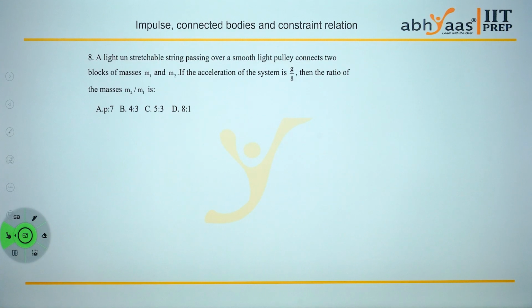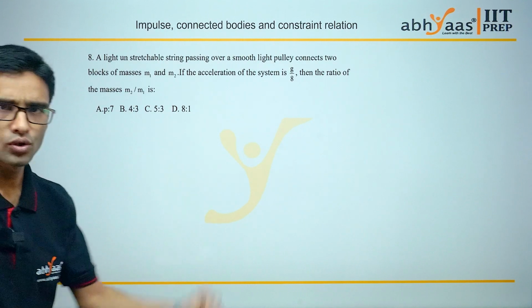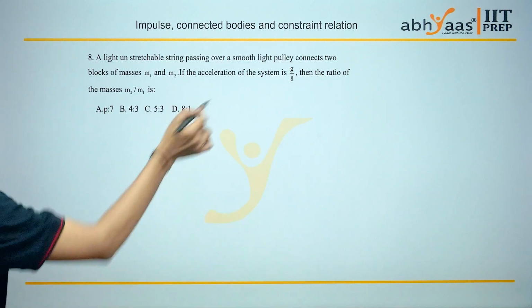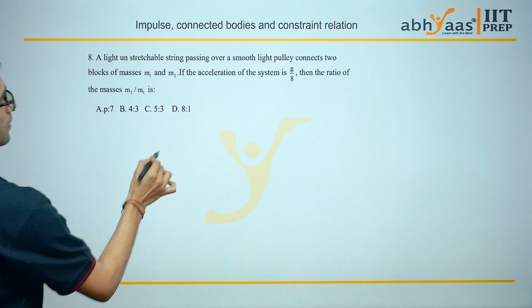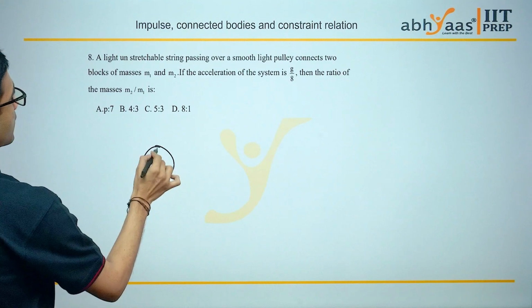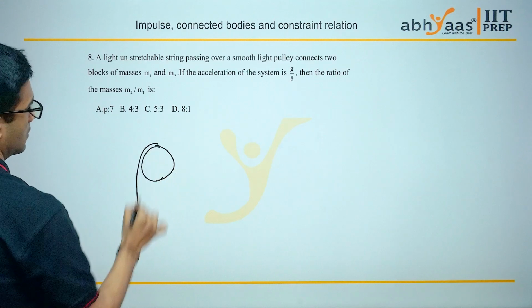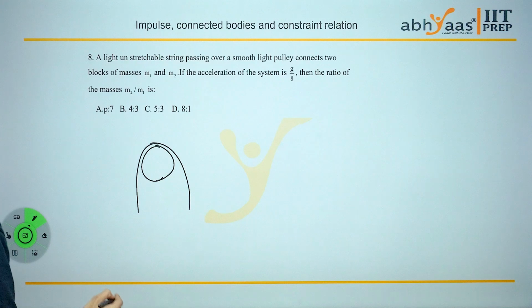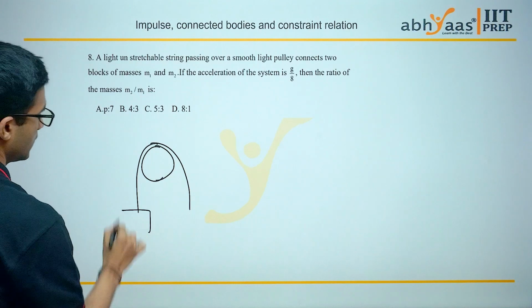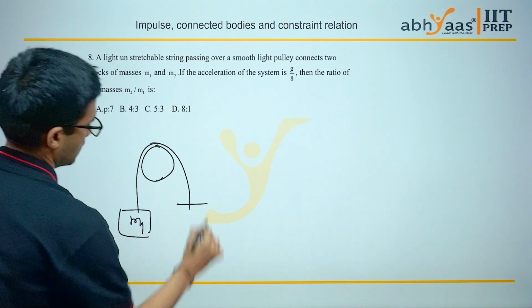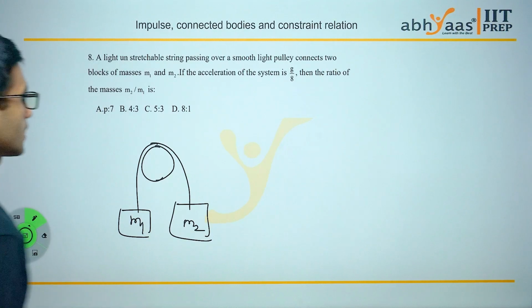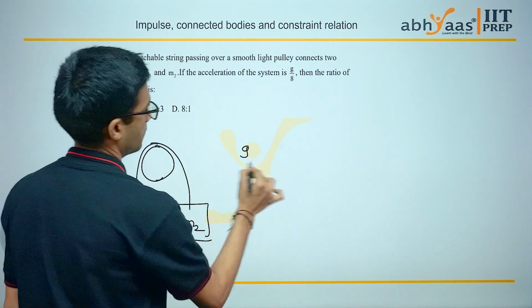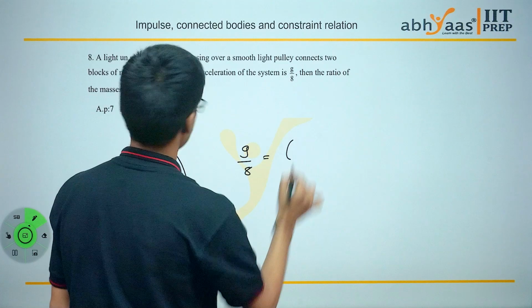Now going to another problem, which is also in the same model. We have different pulleys. There is a smooth light pulley that connects two masses like this. Here there is M1, and here there is M2. The acceleration of the system is g by 8. That is again another formula.